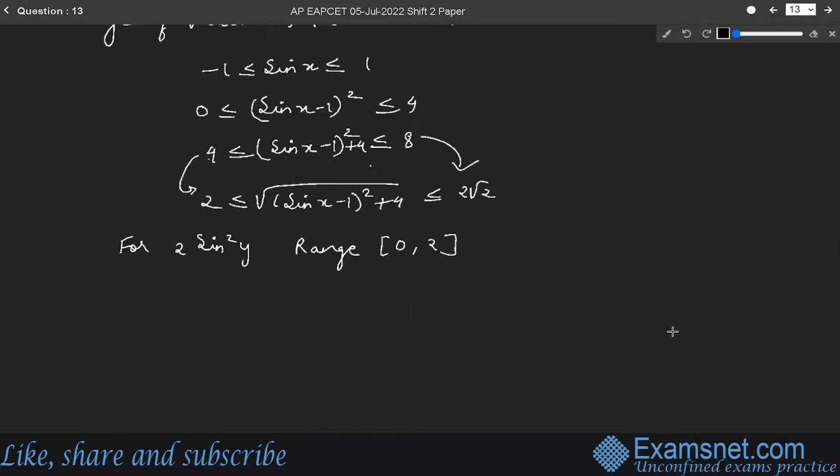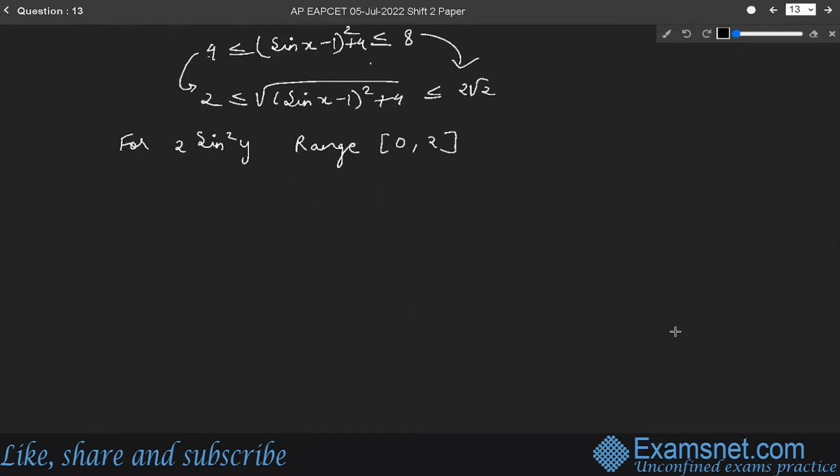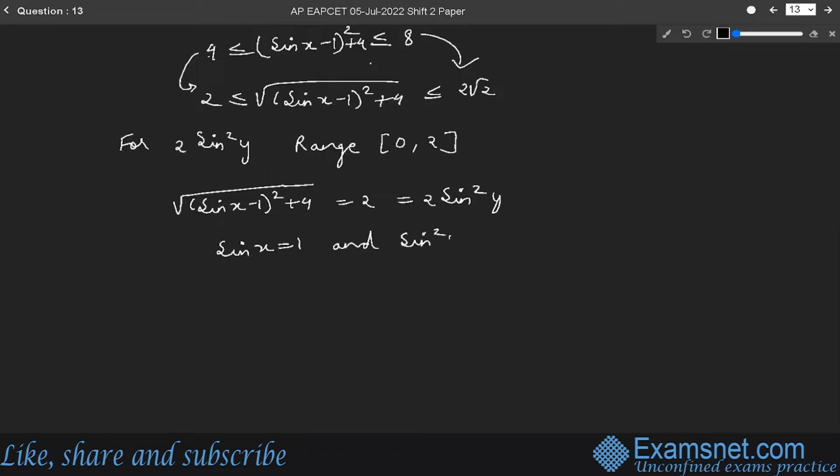Now, the above inequality holds if under root of (sine x minus 1) whole square plus 4 is equal to 2, which is equal to 2 sine square y. So from here we can say that sine x is equal to 1 and sine square y is also equal to 1. So we can say that sine x is equal to sine square y, or we can write it as sine x is equal to modulus of sine y. This is the condition for the given inequality.